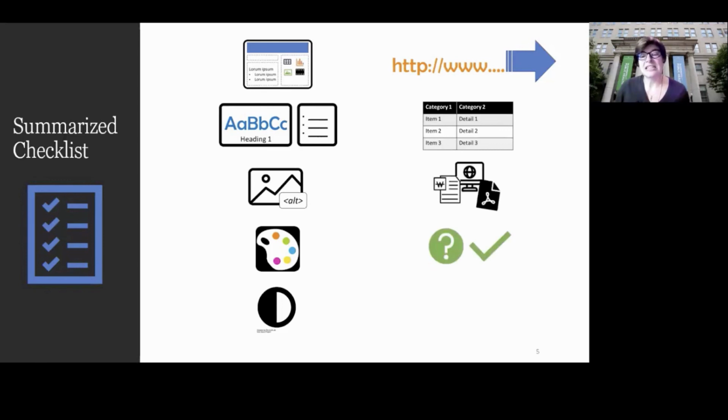Use built-in accessibility checkers in programs such as Microsoft Office and Adobe Acrobat. For video and audio files, provide alternative forms of the content, including transcripts and captioning. To learn more, feel free to reach out to me, CTL Help, or the Office of Institutional Equity.